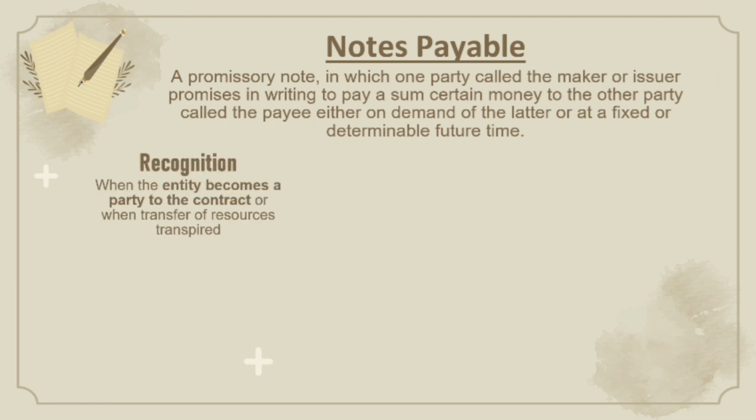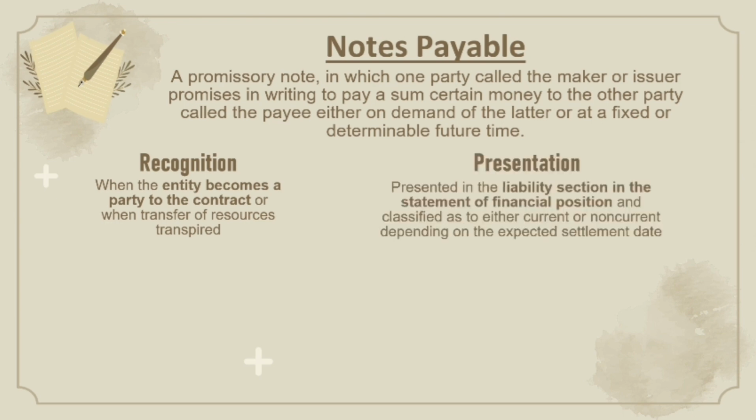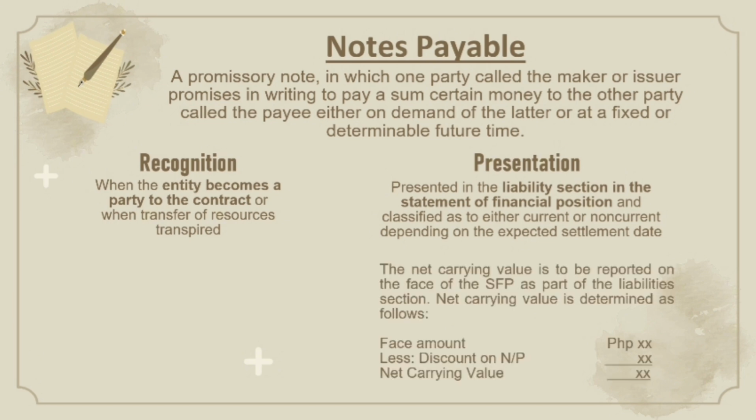It is recognized when the entity becomes a party to the contract or when the transfer of resources transpired. It is presented in the liabilities section of the statement of financial position and classified as either current or non-current depending on the expected settlement date. The net carrying value is reported on the face of the statement of financial position as part of the liabilities section. Net carrying value is determined as follows: face amount less discount on notes payable equals net carrying value.